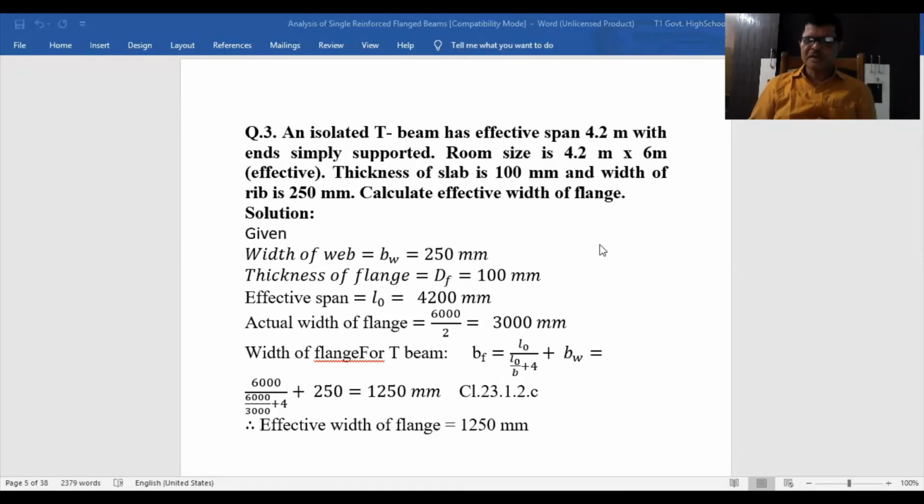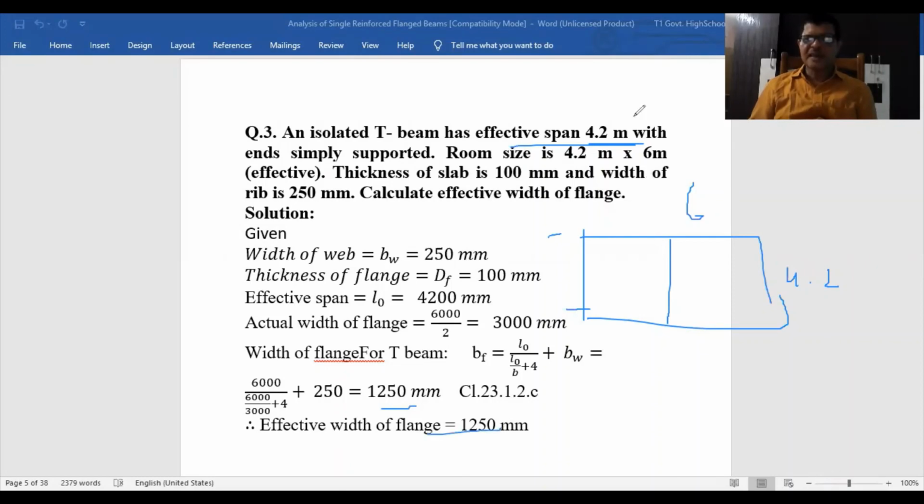So this will be 4.2 and this is 6 meter. So you have to put the T section here in between. This is 4.2 and this is 6. So you have to provide the beam here in the middle. Single isolated beam. There is one T beam. These are the walls. There are no beams. So it is an isolated T beam. Now calculate the width of flange by putting in the formula L0. The effective span is given, 4.2 meter effective span. So 4200, and BW is given, calculate the value. So the effective width of flange is coming 1250 millimeter.